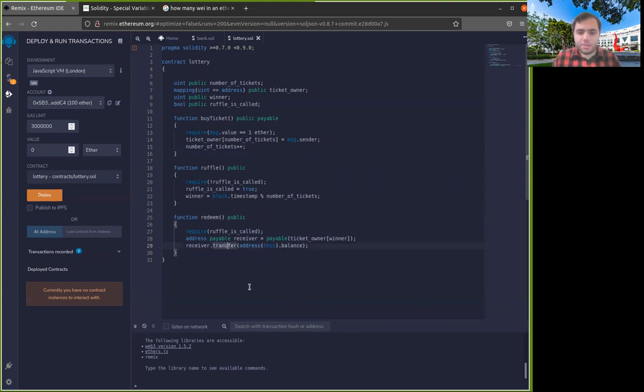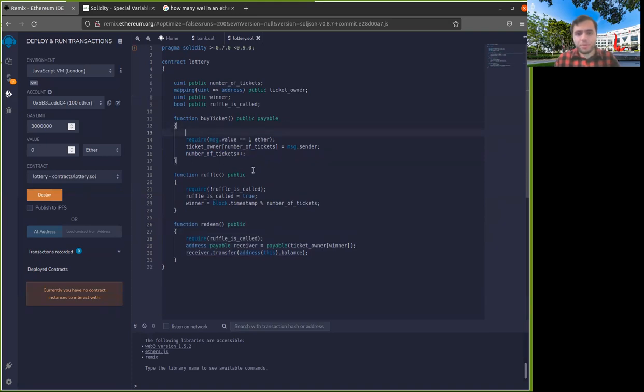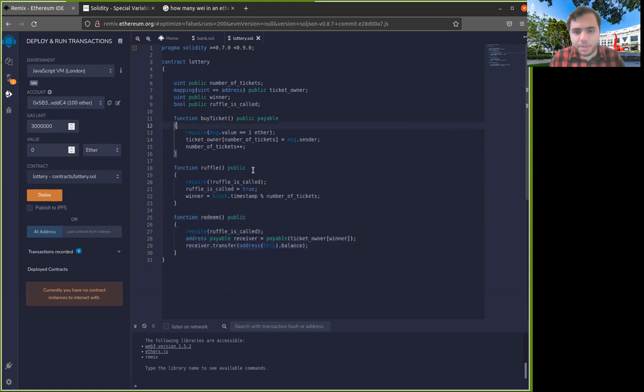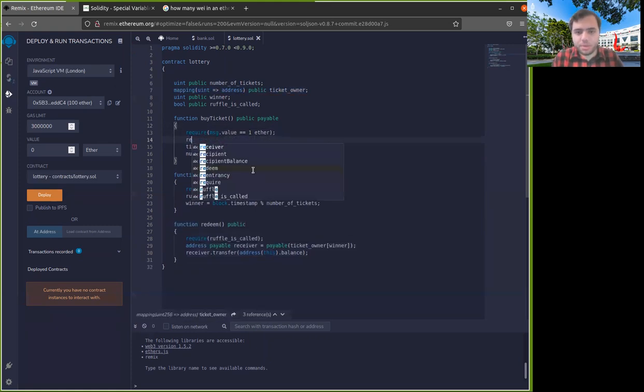And here, because I'm transferring all of the balance to the person who's won, basically what happens is that if I'm the winner, I will just wait for a while. Maybe there is someone who calls buy ticket, and then I would call redeem and get all the money back. So I have to also add a requirement here to make sure that people don't buy tickets after the raffle is called.